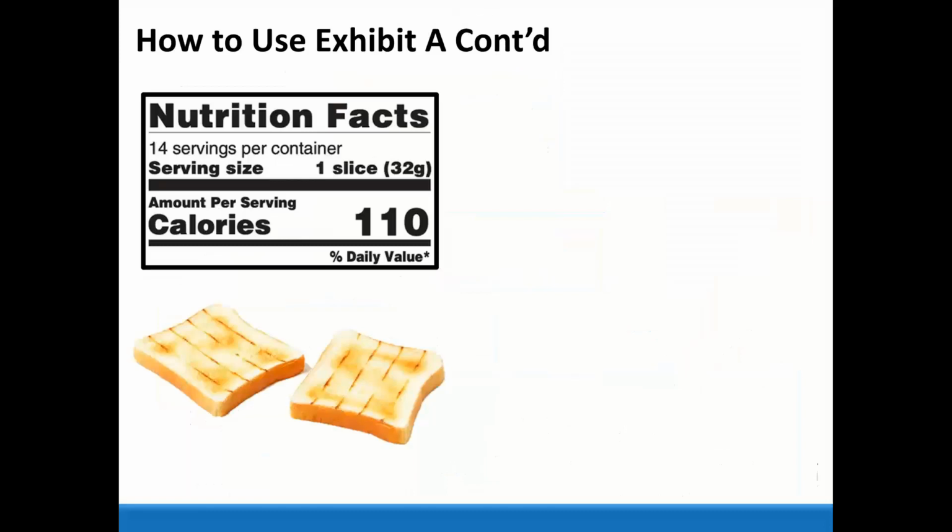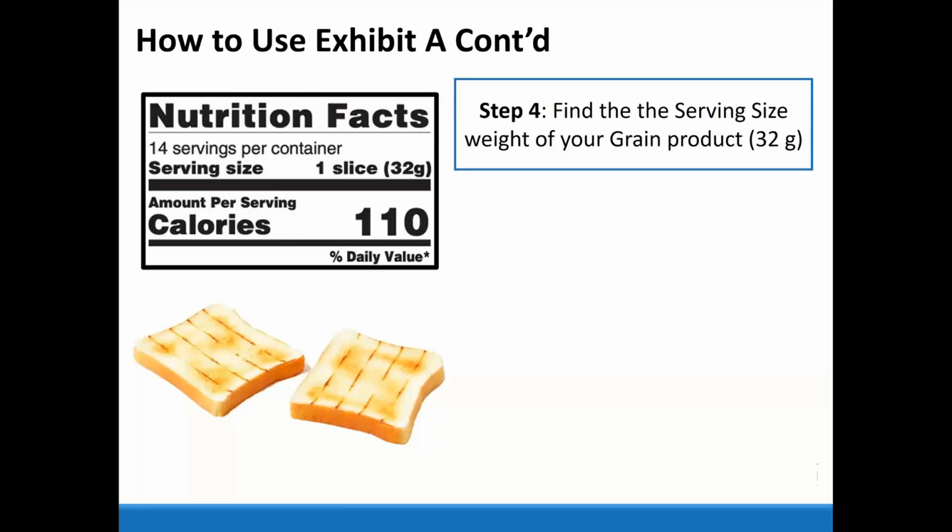So now that you know your required minimum serving size for your grain item, you will want to compare it to the serving size listed on the nutrition facts label. This will be step 4. Looking at your nutrition facts label, look for the serving size at the top of the label. It will always have a weight in grams or ounces, and in our example, it lists 1 slice as 32 grams.